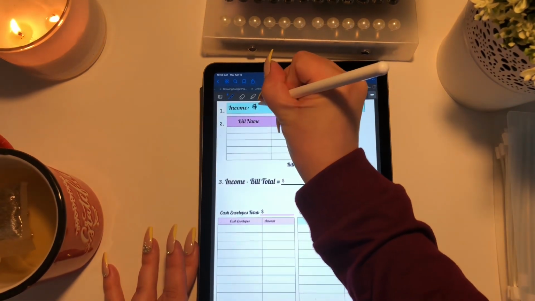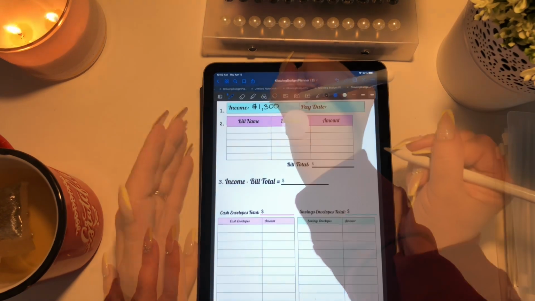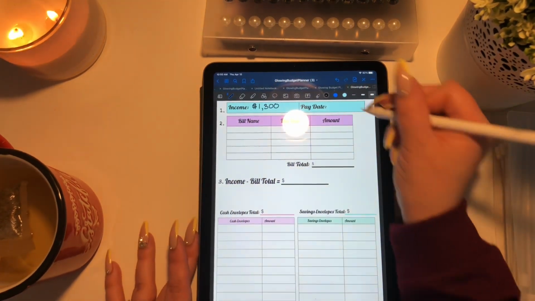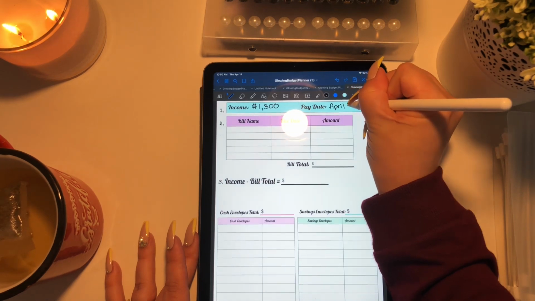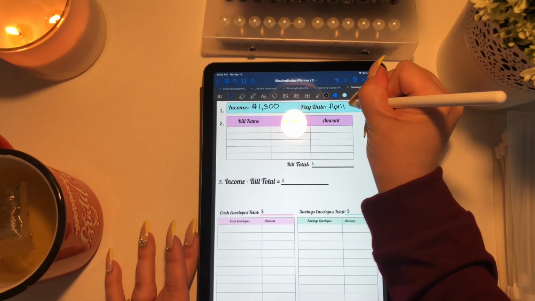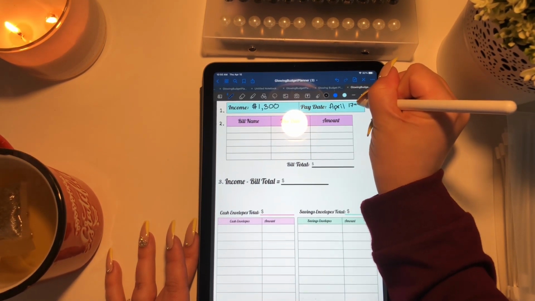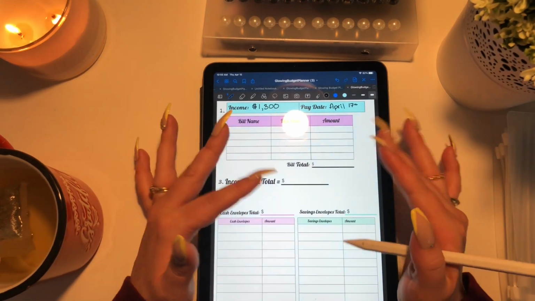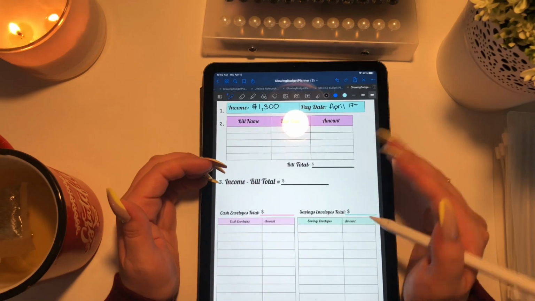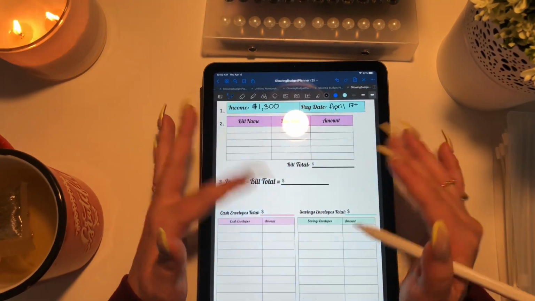For this week's paycheck, the paycheck amount is $1,300. I don't even know what the date is today. I feel like the paycheck is around the 17th or the 16th. So the first thing I'm going to do is list out all of my bills that I have for next week so that I know that I'll have the money to pay all those off.